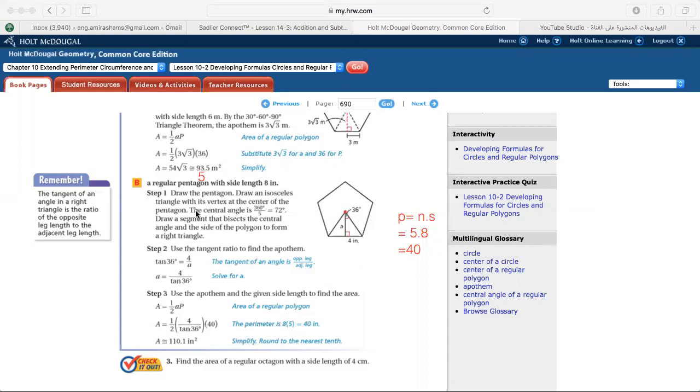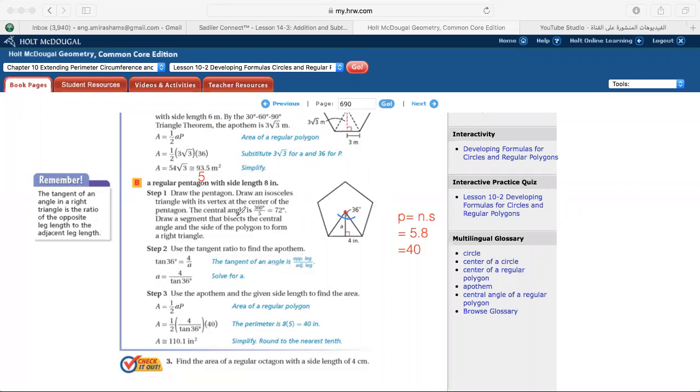Then after drawing this triangle with its vertex at the center of the pentagon, I want to get this angle, the whole one. This one is called the central angle. What is the rule for getting the central angle? It is 360 divided by the number of sides of the polygon. This polygon has 5 sides, so 360 divided by 5 is equal to 72.